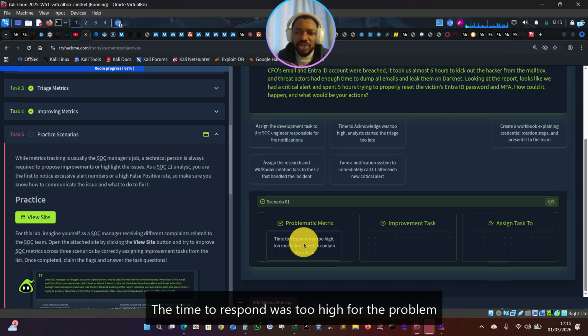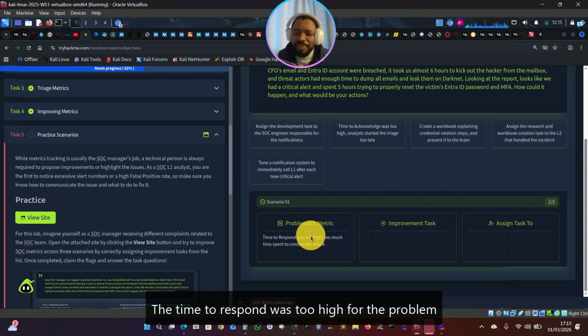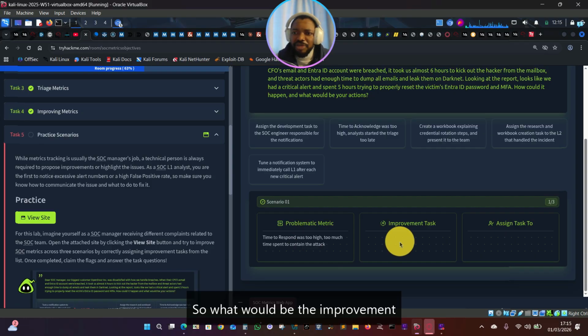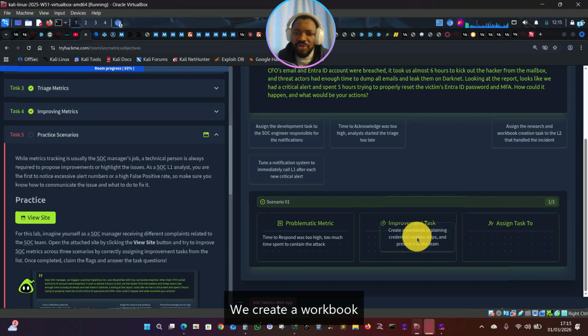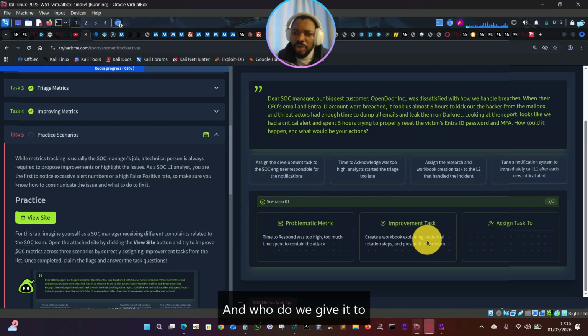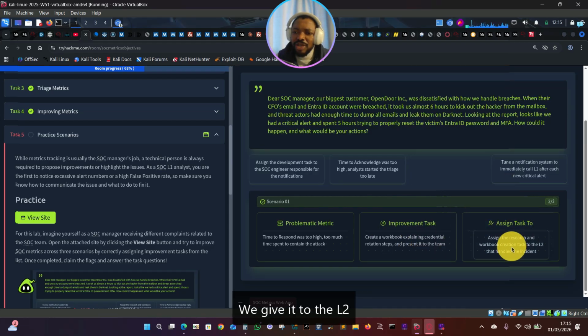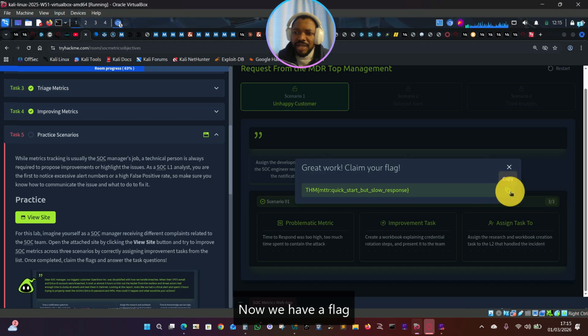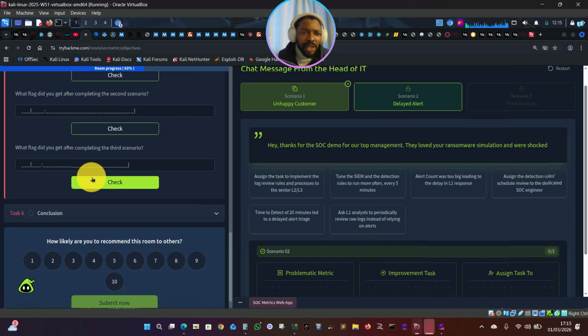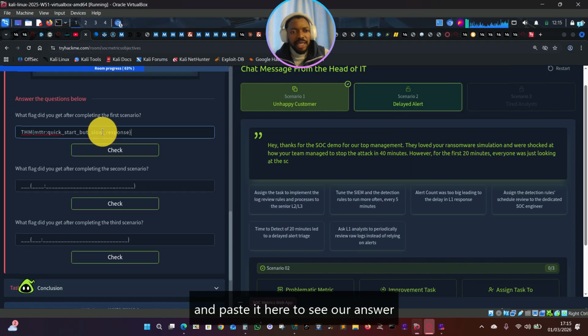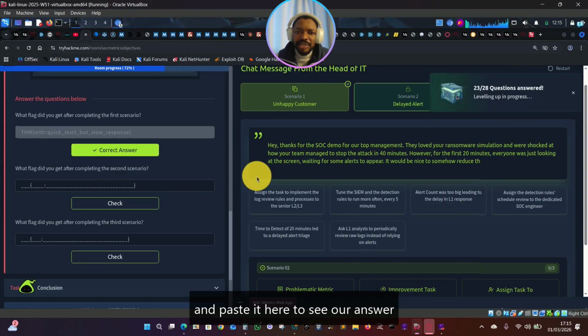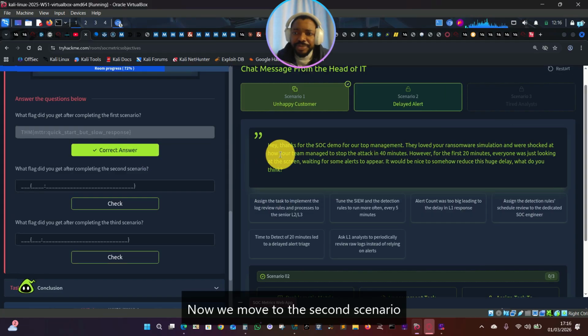The time to respond was too high for the problem. So what will be the improvement? We create a workbook, remember? And who do we give it to? We give it to the L2. Now we have a flag. We can copy this and paste it here to see our answer. Now we move to the second scenario.